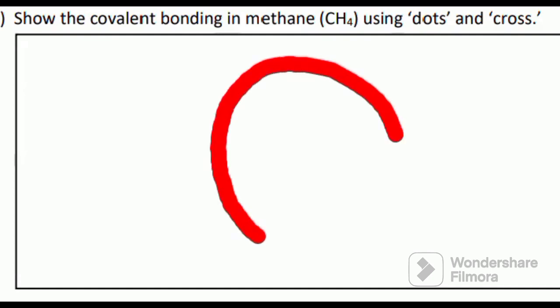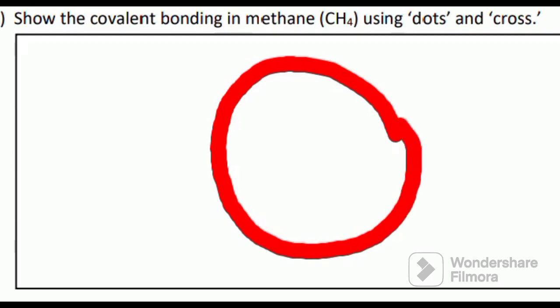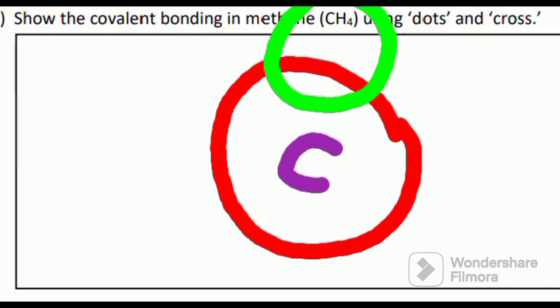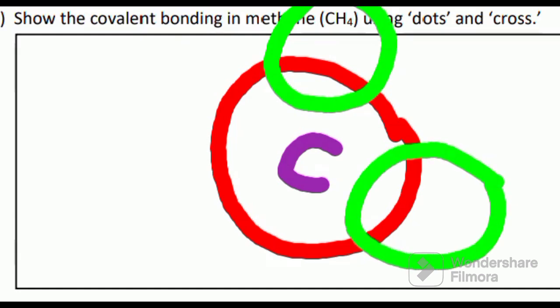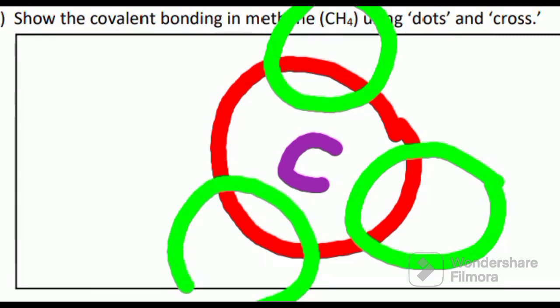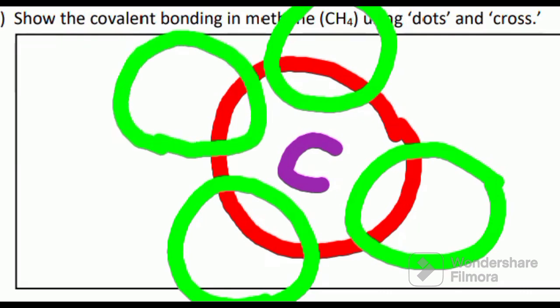This one is for carbon. Let's put C to show that it's carbon. And also four hydrogens. The hydrogens should be four. One here. These should be bonded covalently. So we can put H here, hydrogen.